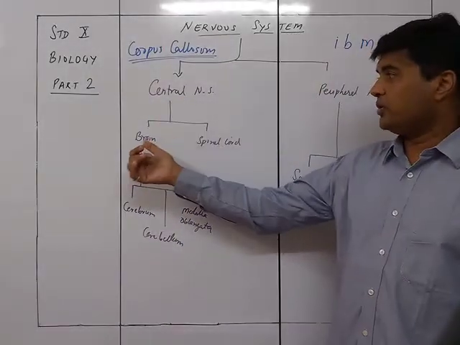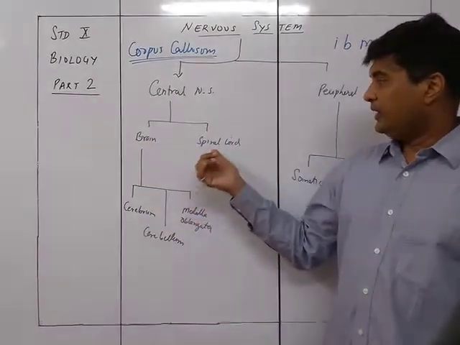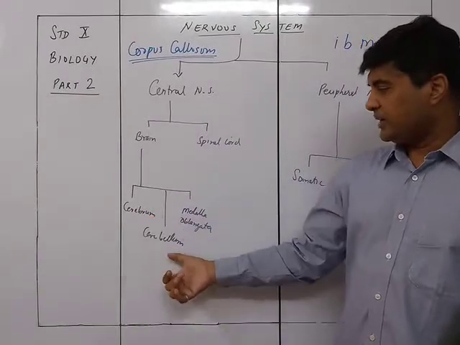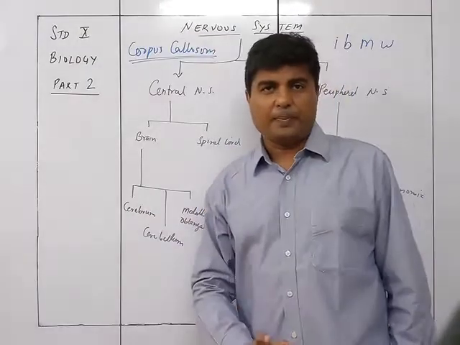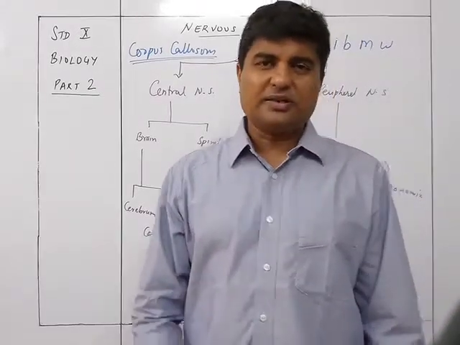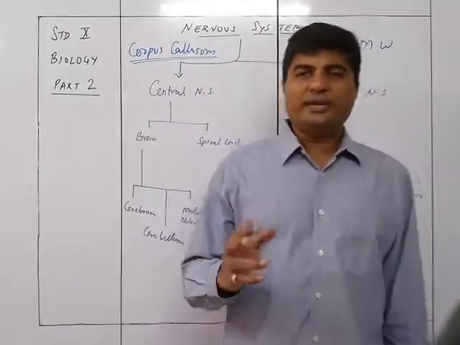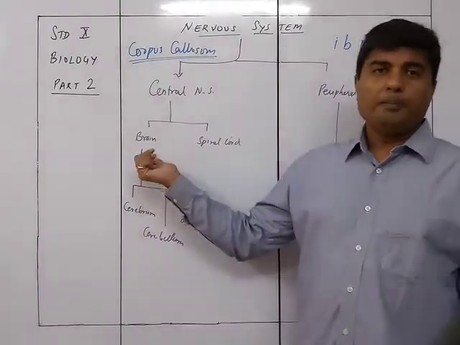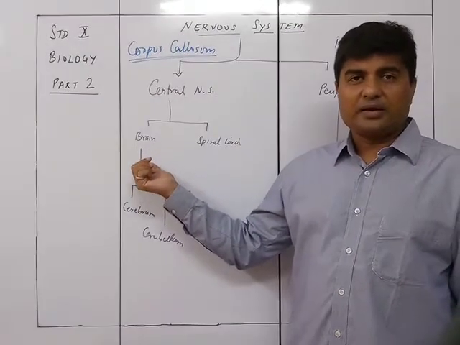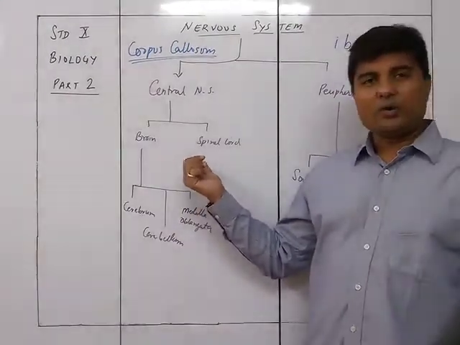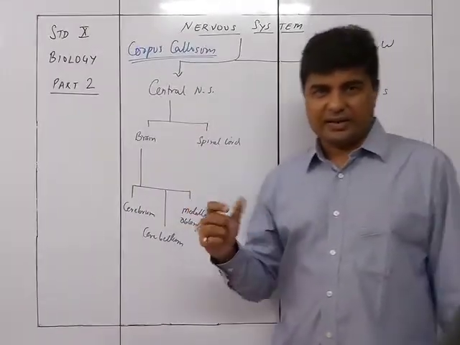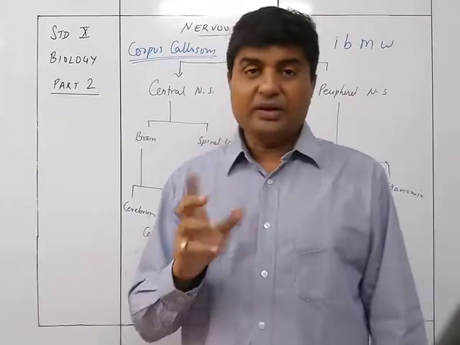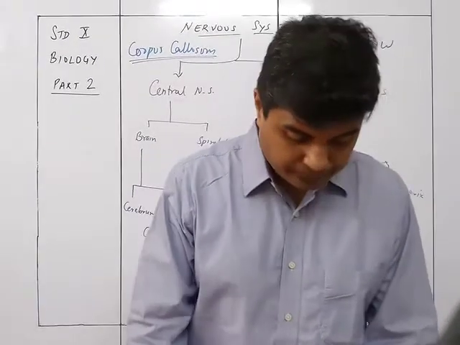So the central nervous system, we know, is the brain and the spinal cord. The brain contains the cerebellum and the medulla oblongata, whereas the spinal cord is just a single part, it doesn't have any more parts. The only thing is that in the brain the inner matter is white and the outer matter is grey, while in the spinal cord the outer matter is white and the inner matter is grey. So that is the important difference between the brain and the spinal cord.